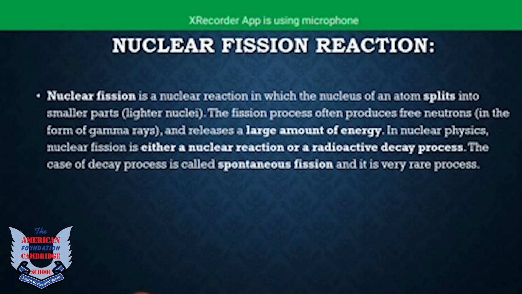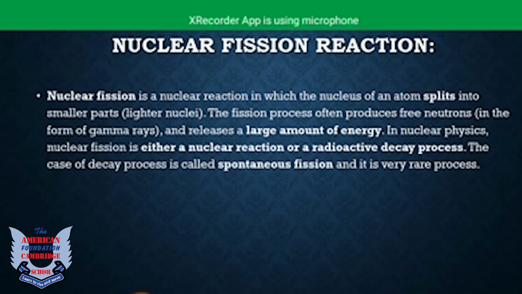Now, nuclear fission reaction. The splitting of a nucleus of a substance into two or more fragments with the emission of a huge amount of energy is called a fission reaction. So we can conclude that it is that reaction in which the larger particle will break down into its nuclei to make its daughter elements.